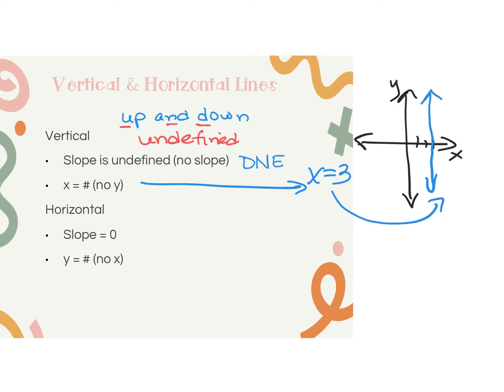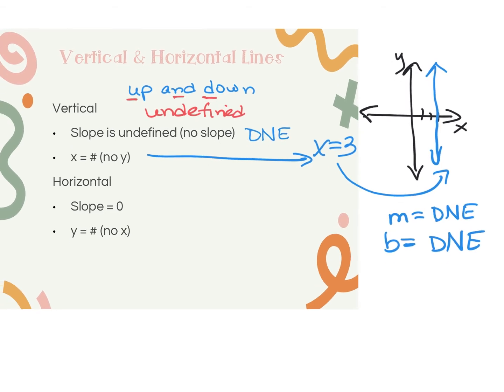Notice my slope, when you key this into WebAssign, my slope is going to be DNE. My y-intercept, notice it does not touch that y-axis, so the b here would also be DNE. So when it's a vertical line, unless it's x equals 0, it's not going to have a y-intercept, and it does not have a slope. So notice when you look at the blue line, you see how it looks like it's going up and down? So that is the undefined slope.